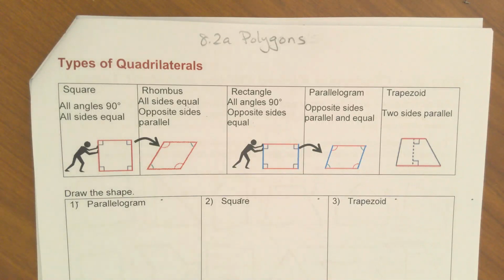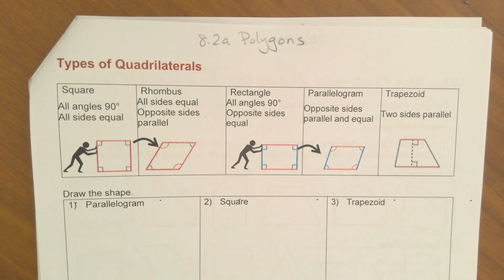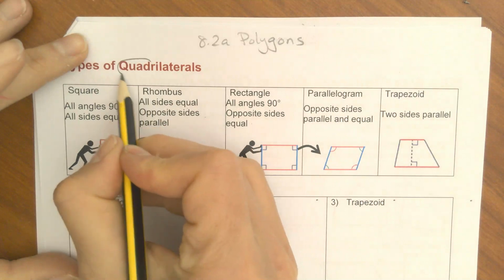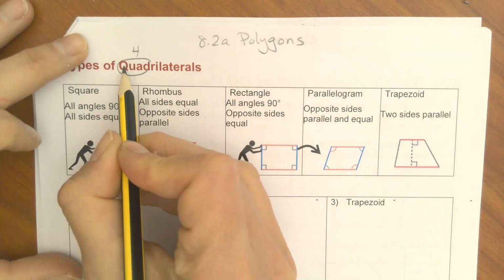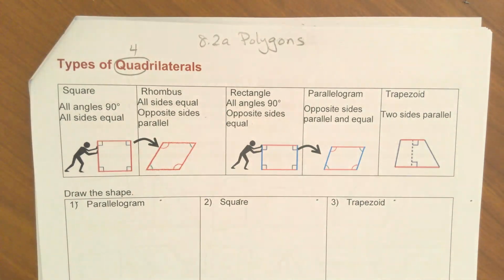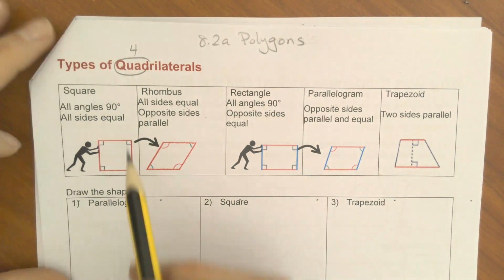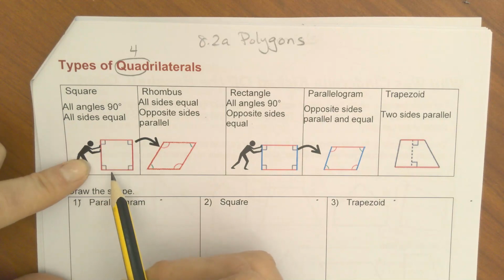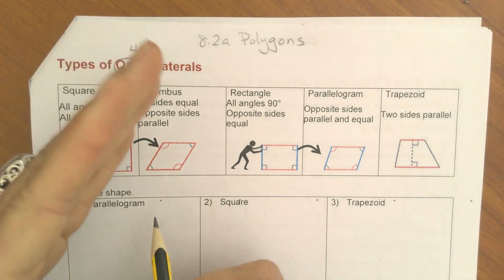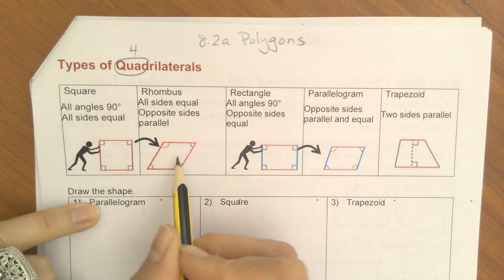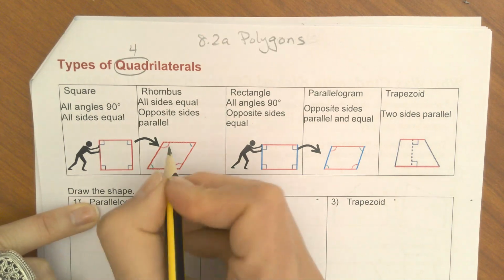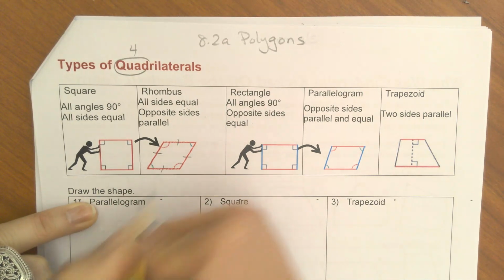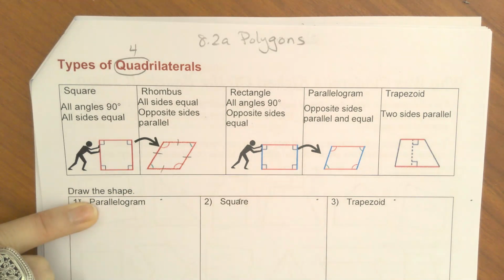Okay, so now we're still in 8.2a polygons, and this is different types of quadrilaterals. Quadrilateral, quad, has 4 letters, 1, 2, 3, 4, 4 sides. So shapes with 4 sides. So we know square, that's where all the sides and all the angles are equal. But if I push that square over a little bit and the angles change, it becomes a rhombus. All the sides are still equal, but the angles changed.